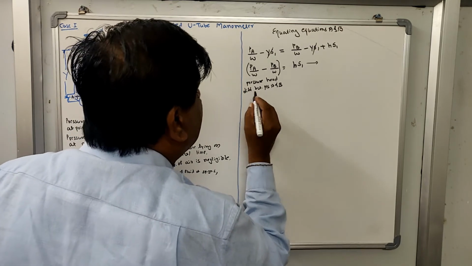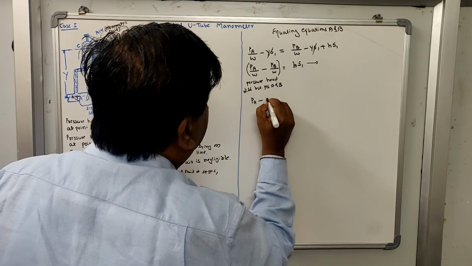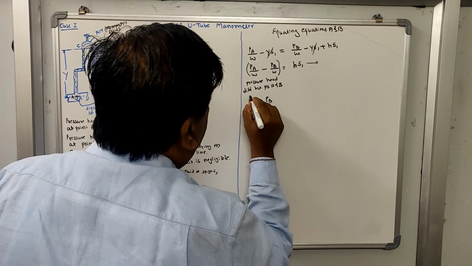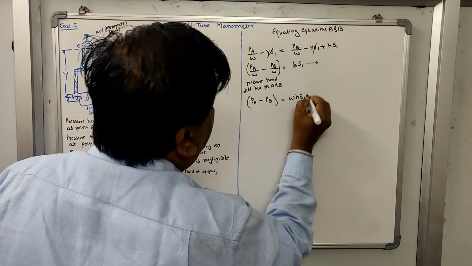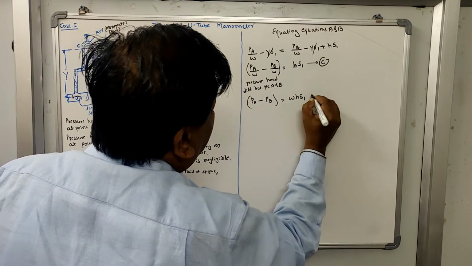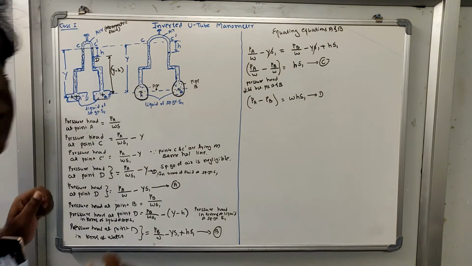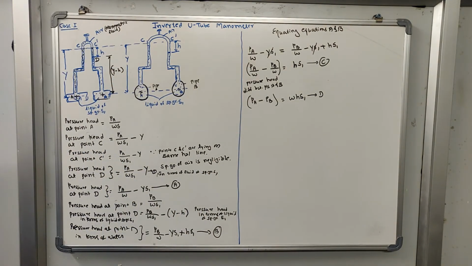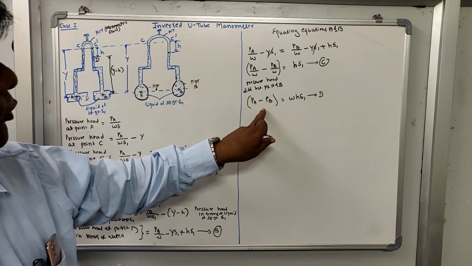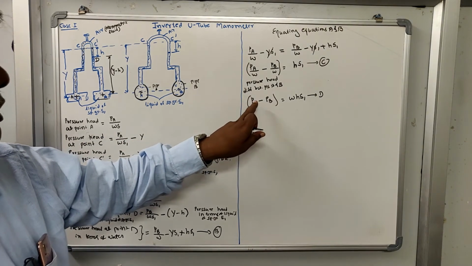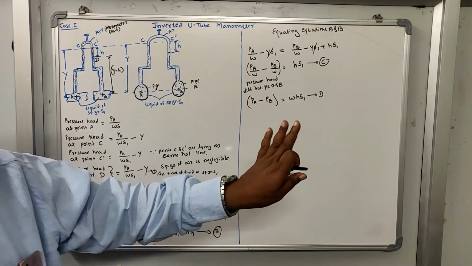If you want to know the difference in pressure intensity, PA minus PB, you take W to this side, this is WHS1. So this is equation C, this is equation D. Equation C gives you the difference in pressure head between the points A and B, and equation D gives you the difference in pressure intensities between the points A and B.